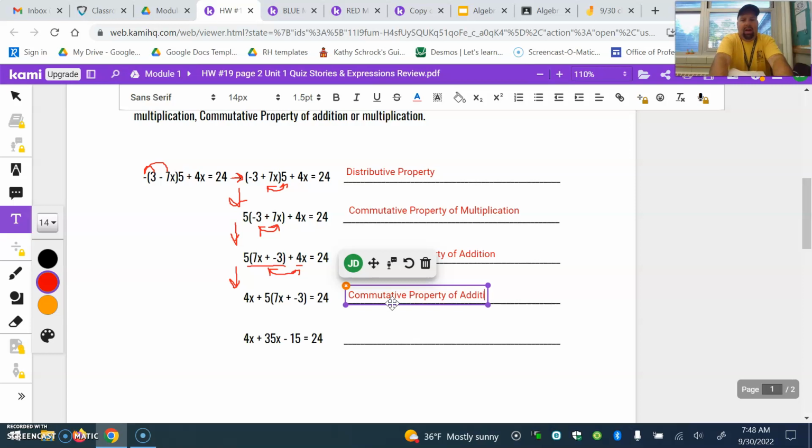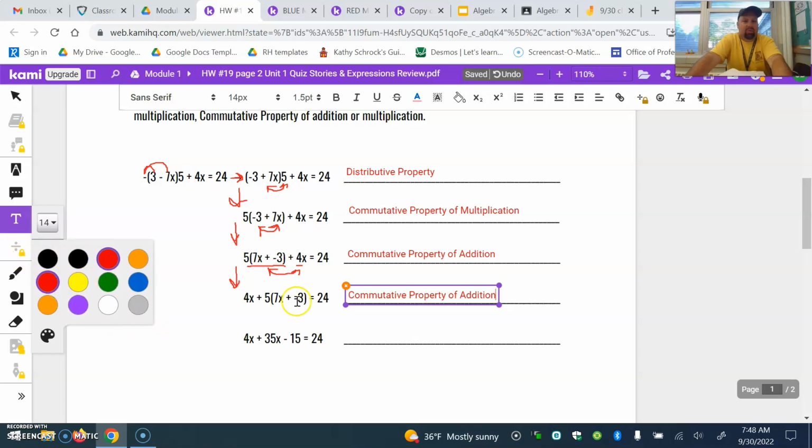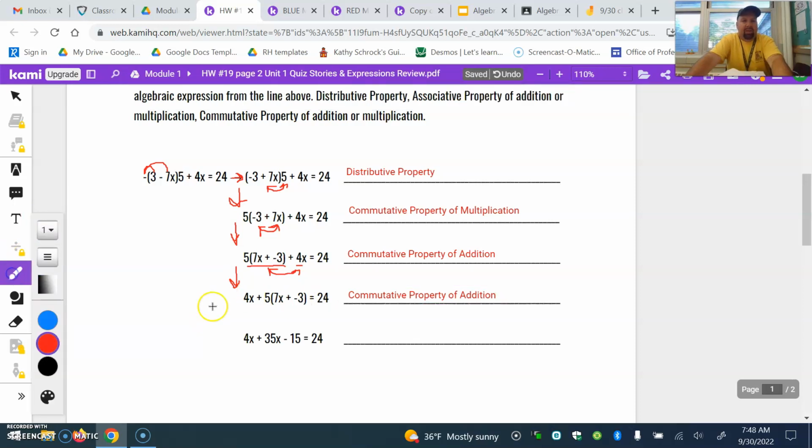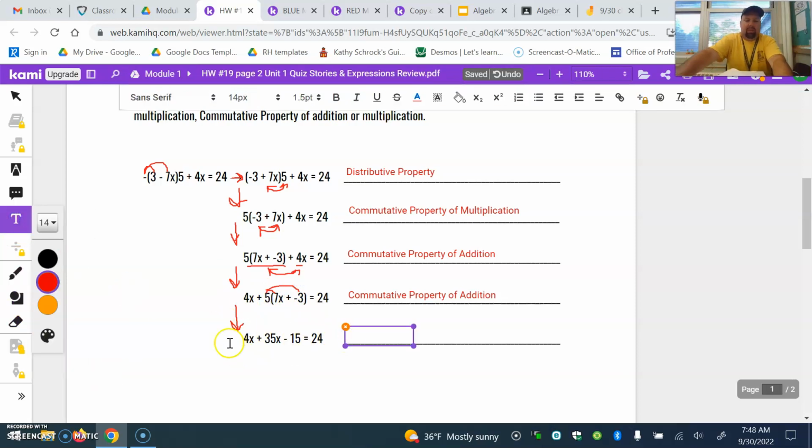I would allow you to just type or write the words commutative addition, commutative multiplication, if you want to leave out "property of." And then for the last step, to go from here to here, you notice the parentheses disappear. What does that mean? I'm distributing the 5. Hopefully it is done correctly. I'm kind of flying through this.